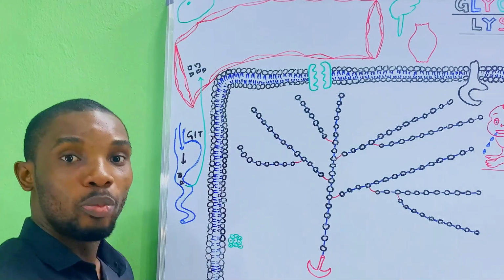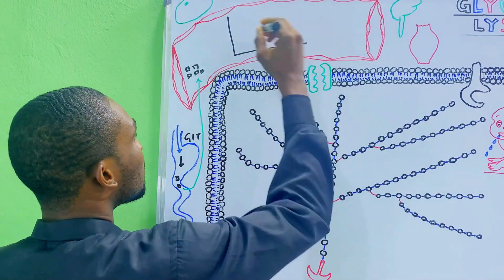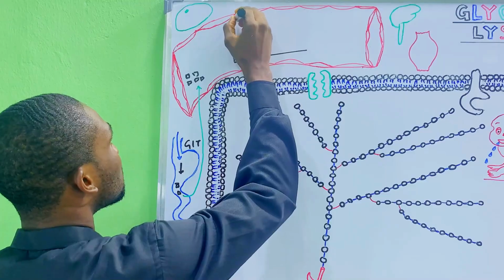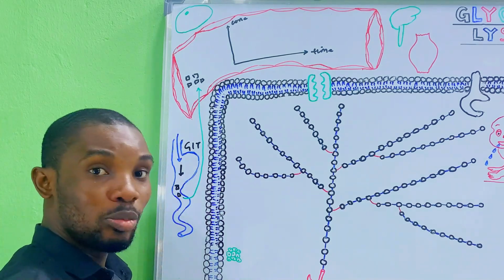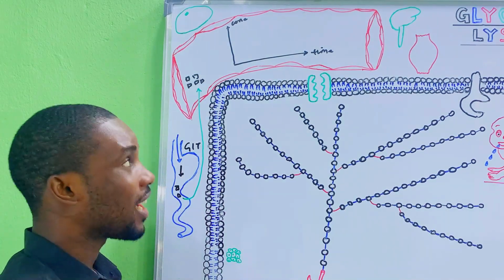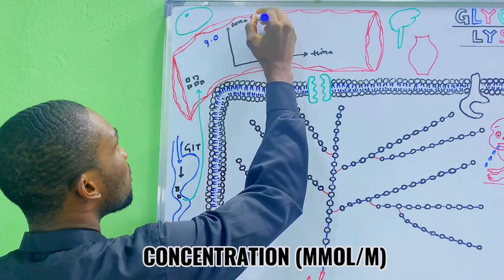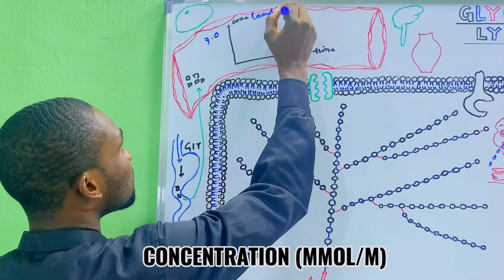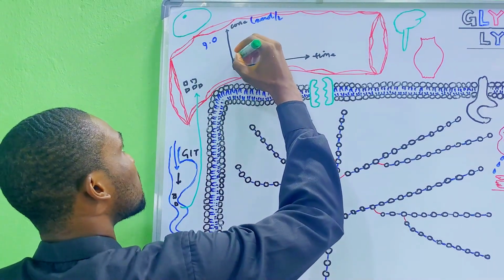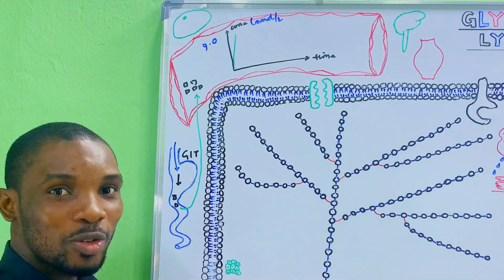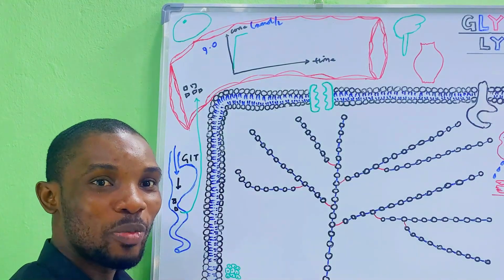Here in the bloodstream, we have numerous glucose molecules. So what happens to the blood glucose concentration? It increases. If we have a graph of blood glucose concentration against time, you will see that the blood glucose level is high just immediately after eating, about 9.0 millimole per liter. So we've seen blood glucose spiking just immediately after eating, and then it is stabilized at an average of about 9 millimole per liter.